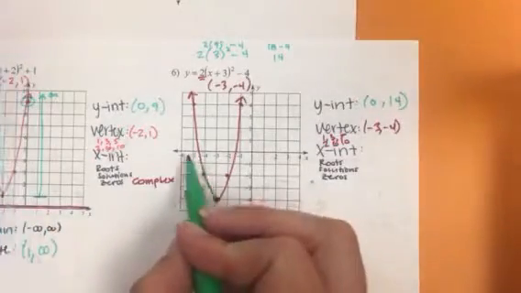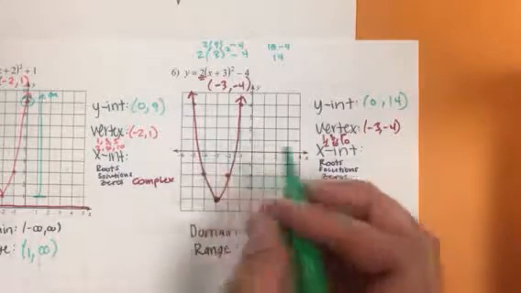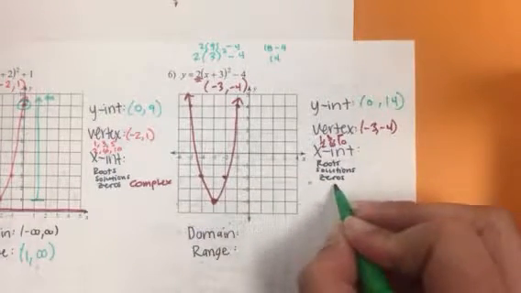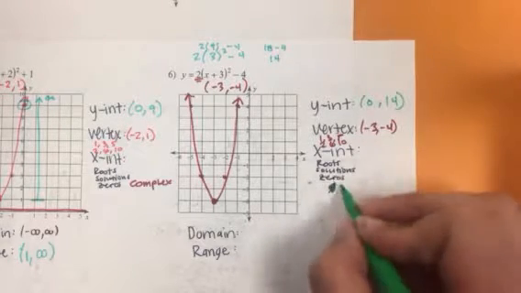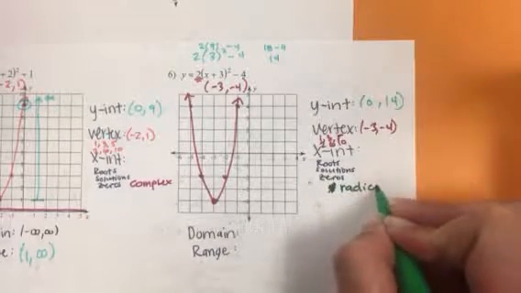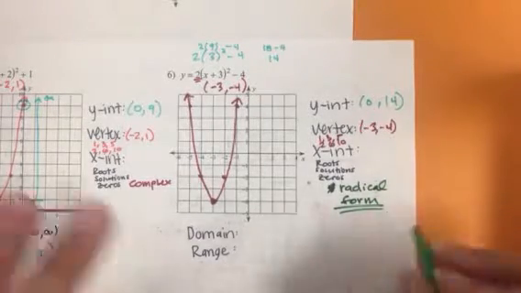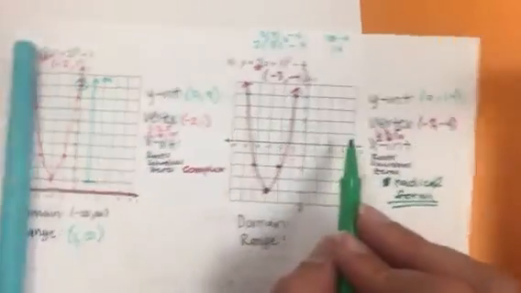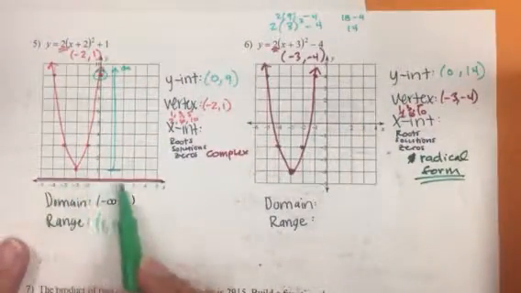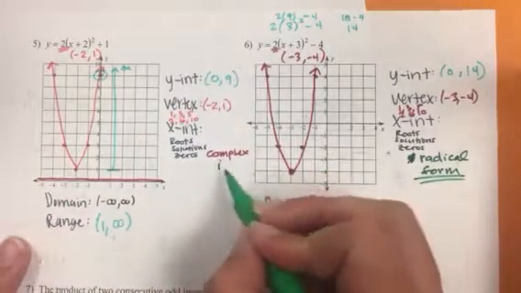X-intercepts, it does touch, but they're not whole numbers, so we are going to say that they are just complex. Oh wait, they'll just be radical form. They won't be complex, they won't have any i's because it does touch. It's not imaginary on these ones. This one, it doesn't even touch the x-axis, that's why it's complex. It would have an i in it.